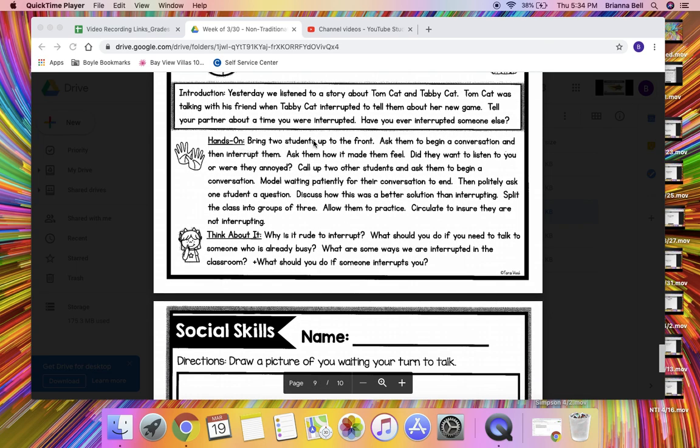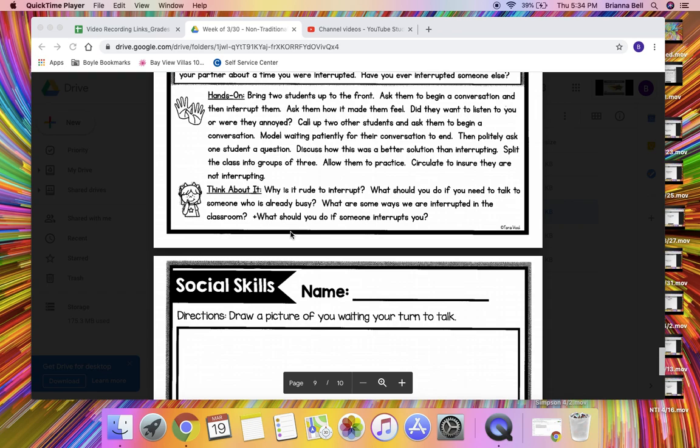Hands-on. Bring two students up to the front. Ask them to begin a conversation and then interrupt them. Ask them how it made them feel. Did they want to listen to you or were they annoyed? Call up two other students and ask them to begin a conversation. Model waiting patiently for their conversation to end, then politely ask one student a question. Discuss how this was a better solution than interrupting. Split the class into groups of 3. Allow them to practice. Circulate to ensure they are not interrupting.